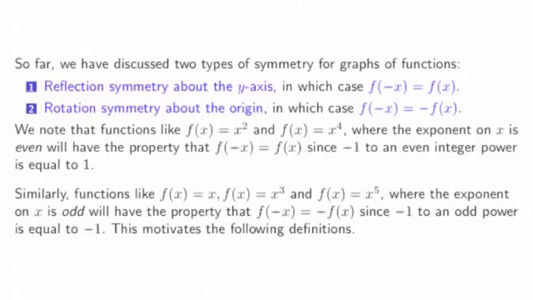Similarly, functions like f of x is x, f of x is x cubed, and f of x is x to the fifth, where the exponent on x is odd, will have the property that f of minus x is minus f of x, since the minus 1 in the negative x will be raised to an odd power, and minus 1 to an odd power is equal to minus 1. So this motivates the following definitions.